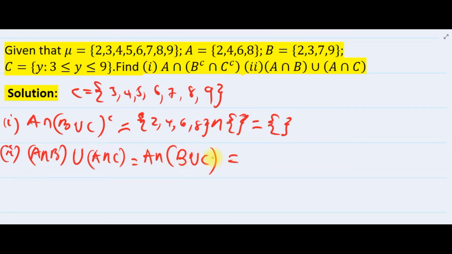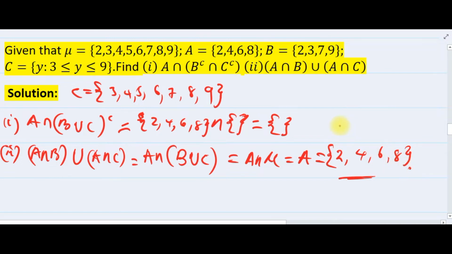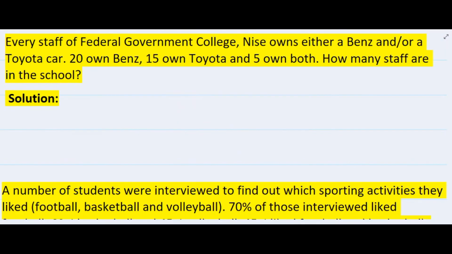So B union C is B union C. Remember, B union C is the universal set. So A intersection the universal set, because B union C will give us the universal set. And what is common, A intersection universal set, should be A. And A is 2, 4, 6, 8. So that's the answer.